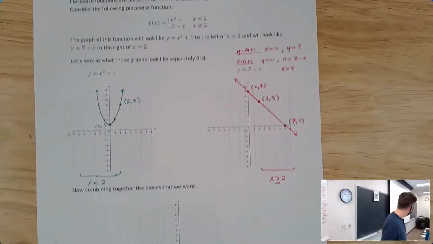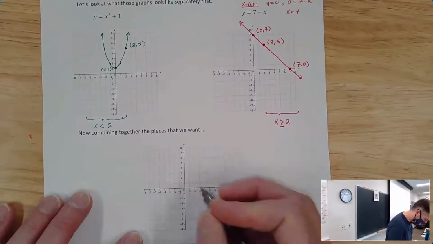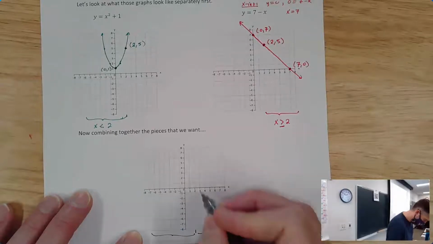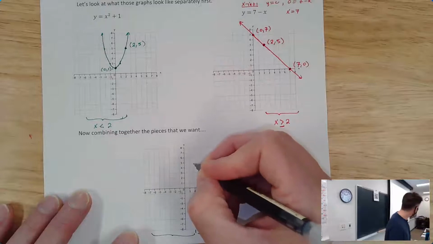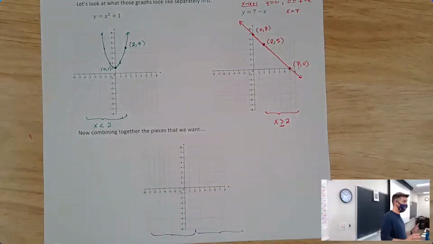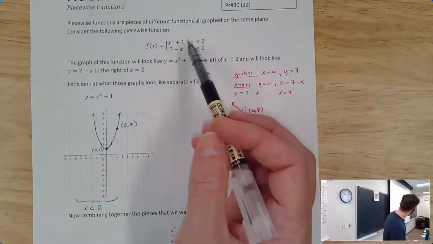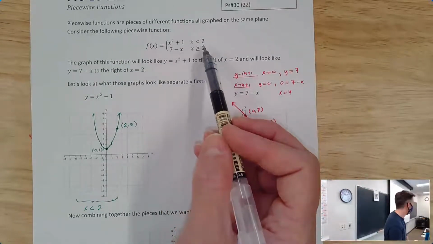So now we're going to put it all together in one big graph. Left of 2, there's 2. Left of 2, I have the parabola. When I start graphing this parabola, I don't actually get the point (2, 5), since I only want the parabola when x is less than, but not equal to, 2.